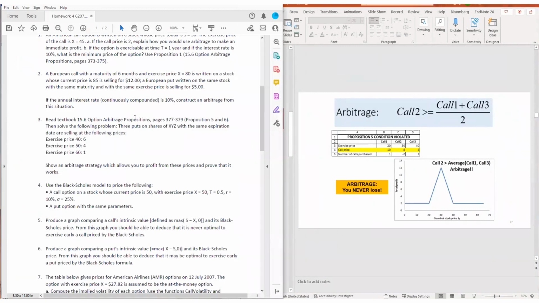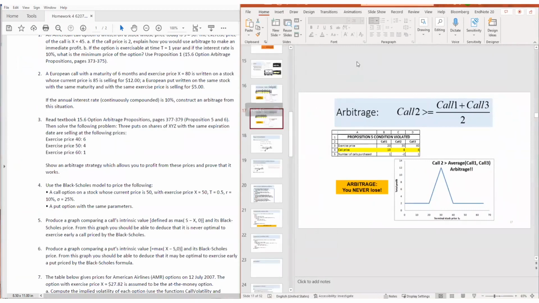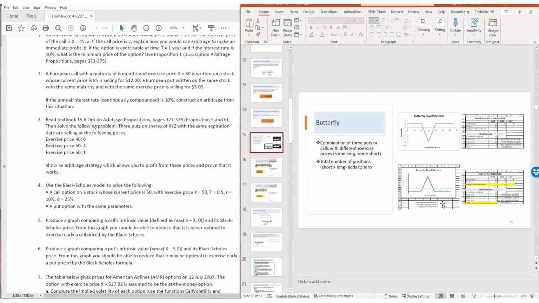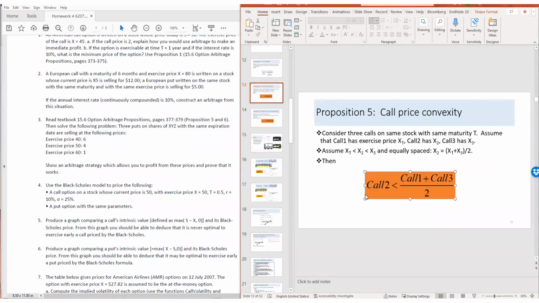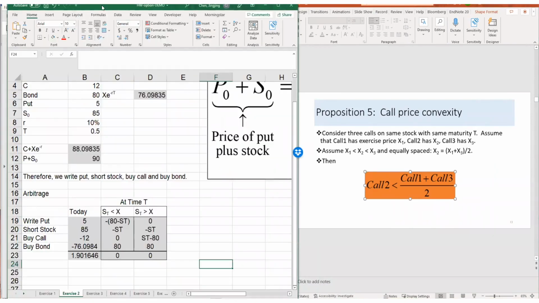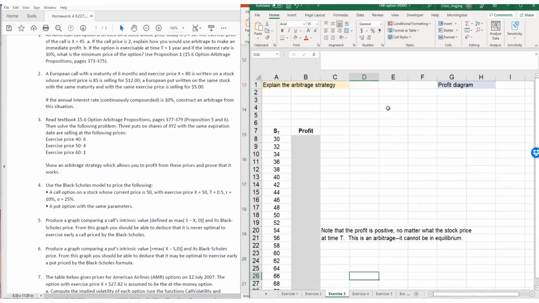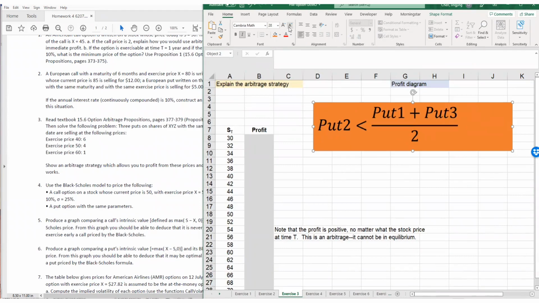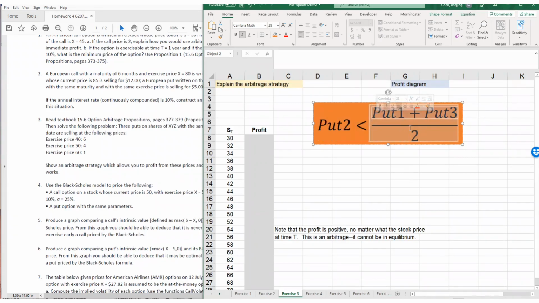So for put, if you look at the chapter, you're going to see that put price should also follow the convexity proposition here. So I will need to copy this to exercise 3. And I will need to move this 2 to the left-hand side, since it's hard to buy half of a put contract, but we can instead double it. So we can buy 2 puts here on the left-hand side.